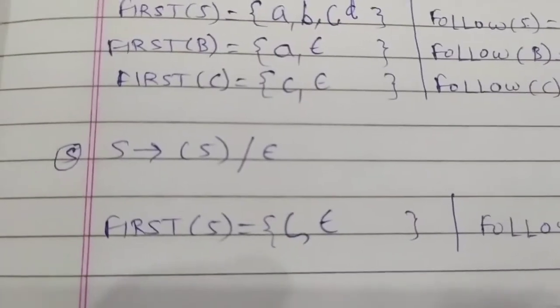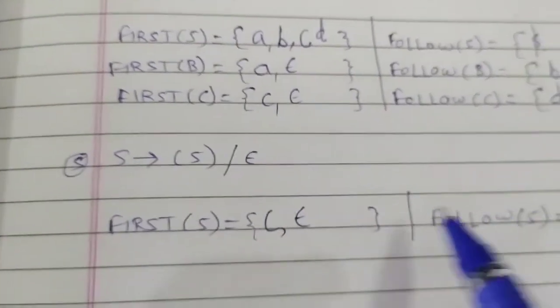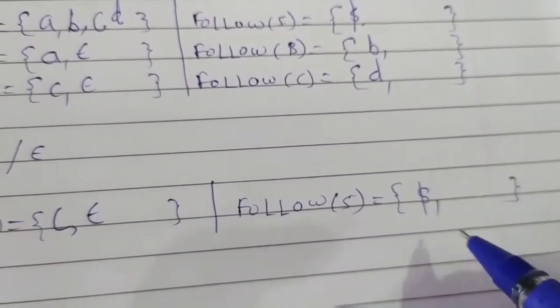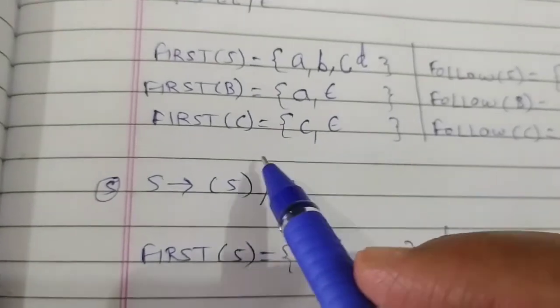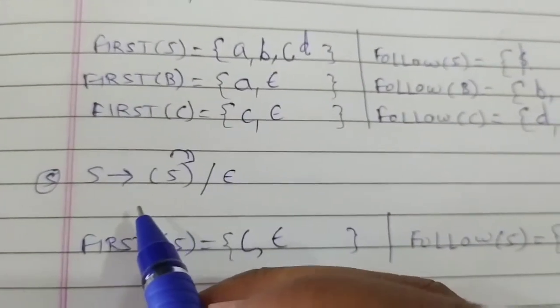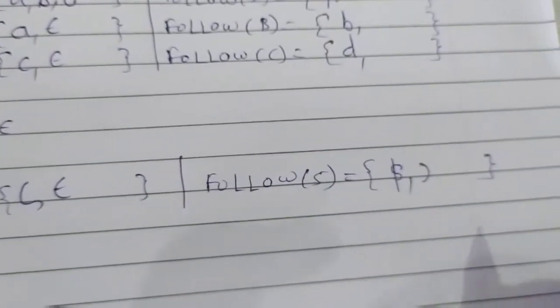Now this is a simple example. So S is a start symbol, so there will be dollar. Now who is following S? Closing bracket. So closing bracket. So there is no more non-terminal, so that will be the final example.